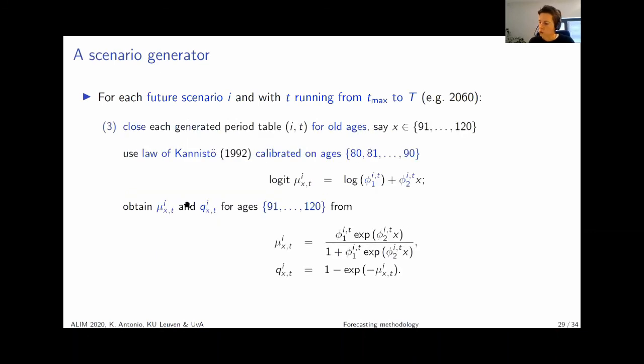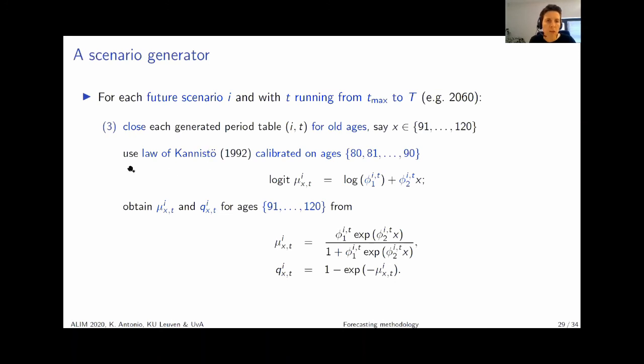Now, something that I want to explain at this point, and which we already slightly touched upon last week, is how can we close these scenarios that we generate? How can we close them for old age mortality? So what you see here on sheet number 29 is again my Canisto mortality law, which we used earlier on for old age mortality. And now I want to use this Canisto law for each scenario I, and for each future year T, right?